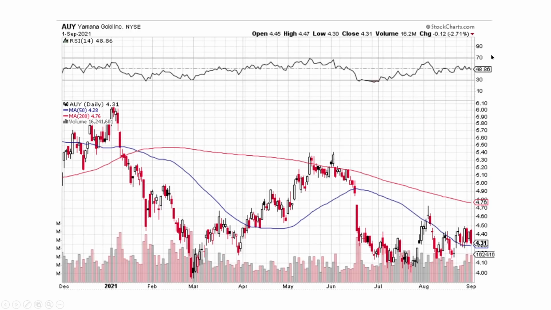Now, Yamana Gold, this doesn't look too good here, but could be a false signal. This is a bearish engulfing. Usually that ends up lower. We had this sell-off too. So this one doesn't look as good as some of the other charts.